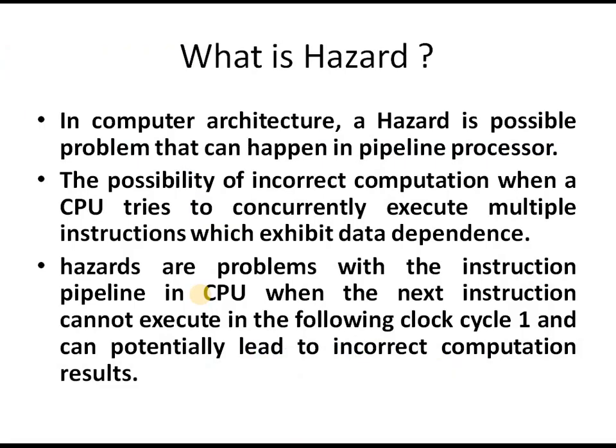So let's look at what a hazard is. In computer architecture, a hazard is a possible problem that can happen in a pipeline processor. It is the possibility of incorrect computation when a CPU tries to concurrently execute multiple instructions which exhibit data dependence. A hazard is a problem with the instruction pipeline in the CPU when the next instruction cannot execute in the following clock cycle, and it can potentially lead to an incorrect computation result.